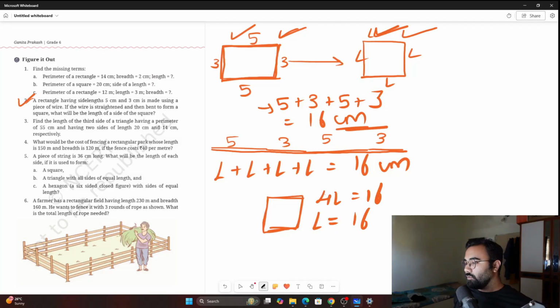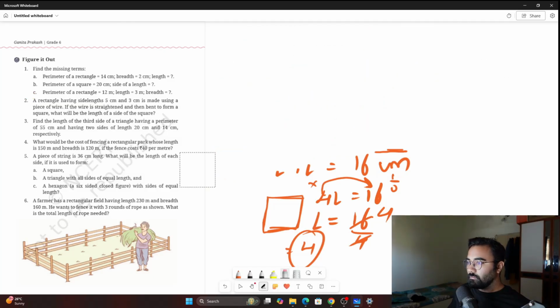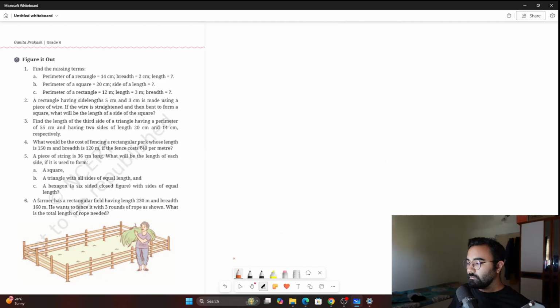Now I'm moving this 4 from LHS to RHS. It is in multiplication over here, so when it goes to RHS, it converts into a division. So 16 divided by 4, that is 4 4s are 16, so L becomes 4. So the length of the side of the square is 4. I hope the concept was clear. You can pause the video and watch it again with the explanation. We are moving on to question number 3. Let's go to question number 3.